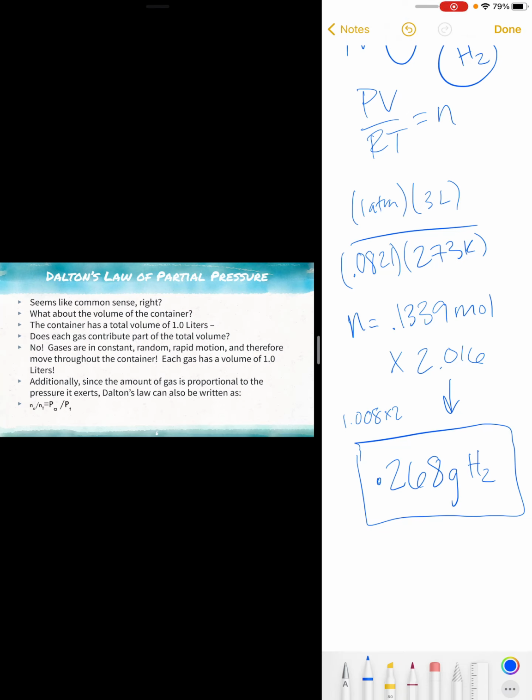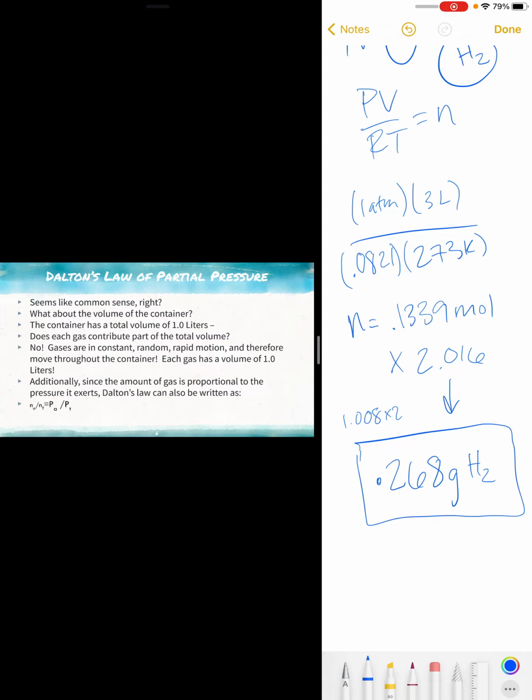This seems like common sense, so let's talk about the volume. The container has a total volume of 1 liter. Does each gas contribute part of the total volume? No, because gases are in constant random, really fast motion, so they're moving throughout the whole container. Each gas has its own volume of 1 liter.